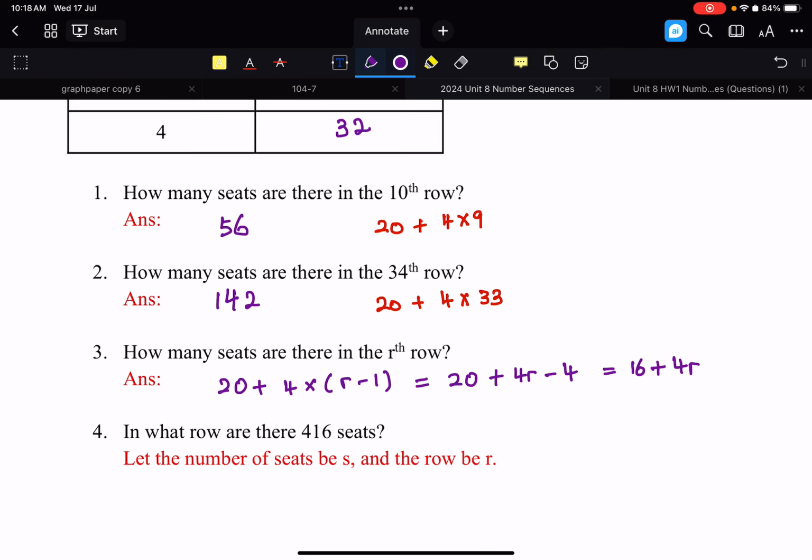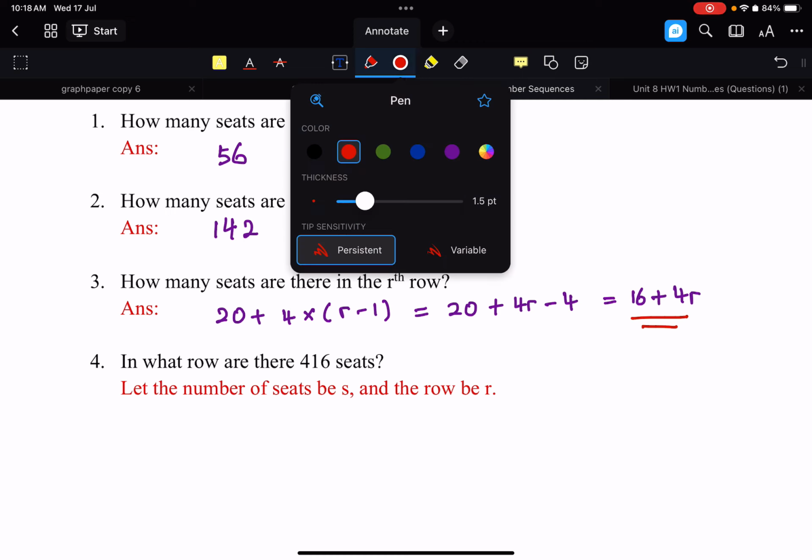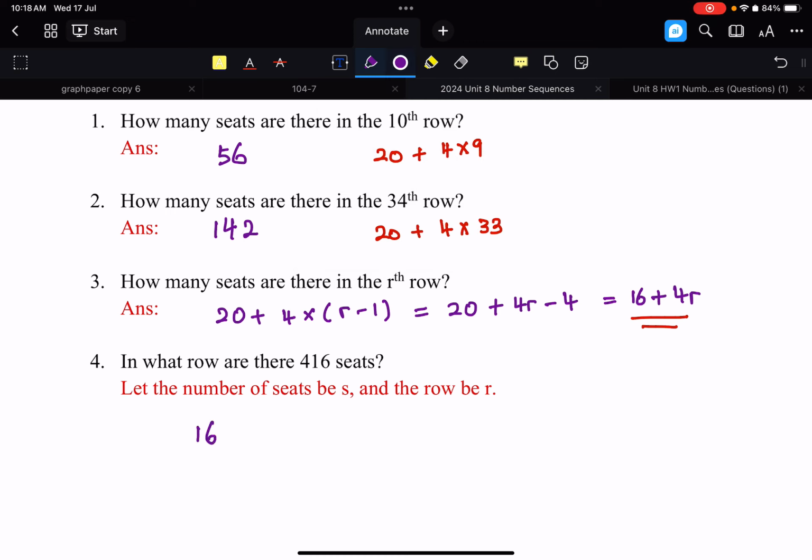Later on, we'll see there's a very structural way to obtain this algebraic general form, right? So in the final question here, in the introduction, what happens if there are 416 seats? Which row will it be? Once we have obtained this, we can work backwards. If 16 plus 4R is my seats, and there are 416 seats, then 16 plus 4R equals 416. That means 4R equals 400, R equals 100, right? So it will be in the 100th row.